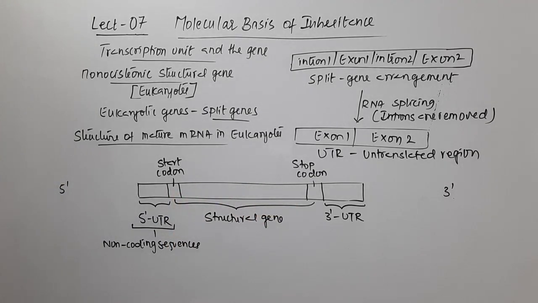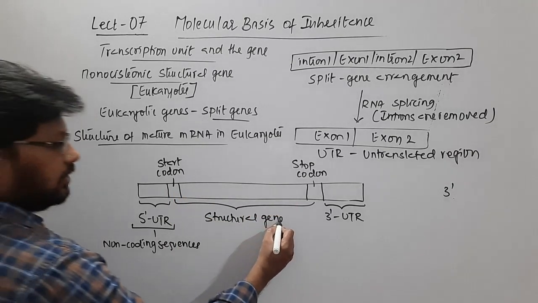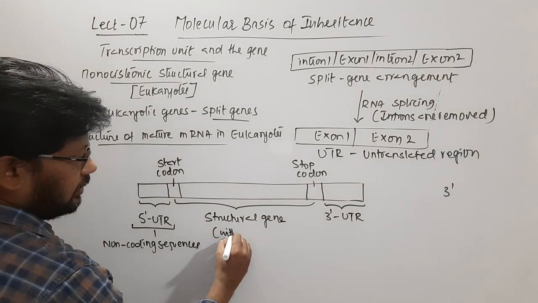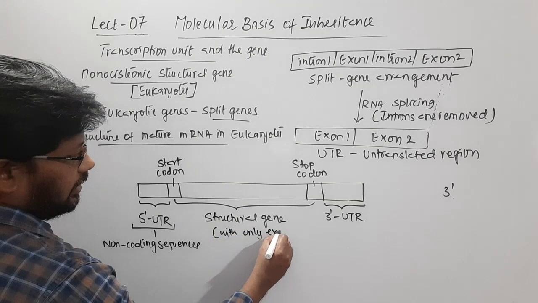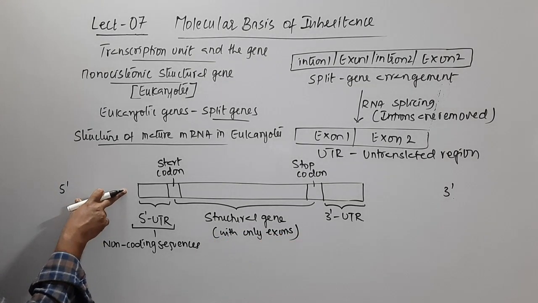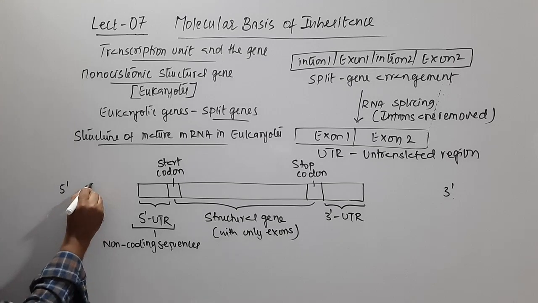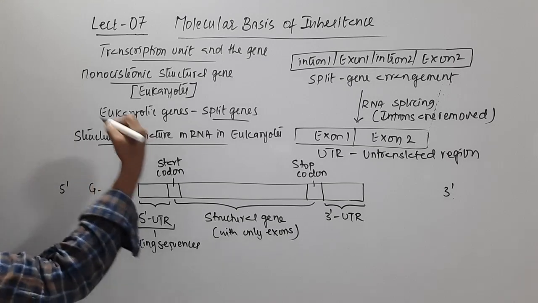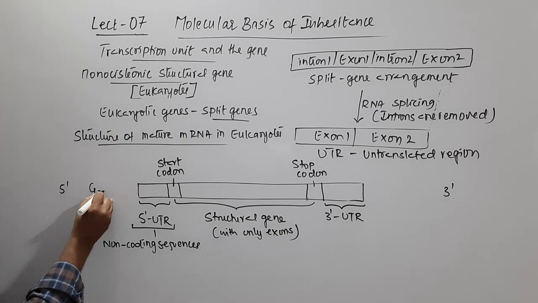There will be no introns. So, a structural gene with only exons. Now on this 5' end there will be addition of methyl guanosine triphosphate.